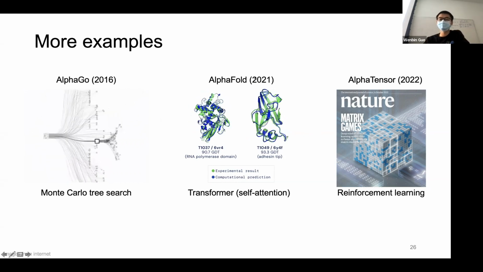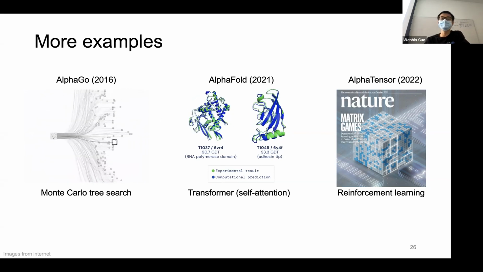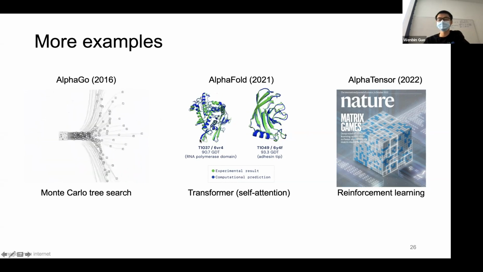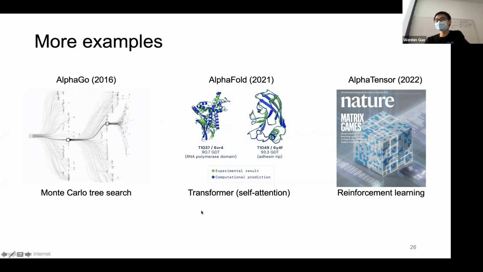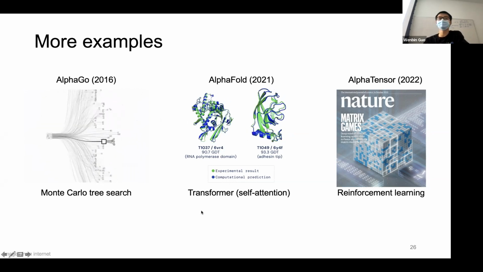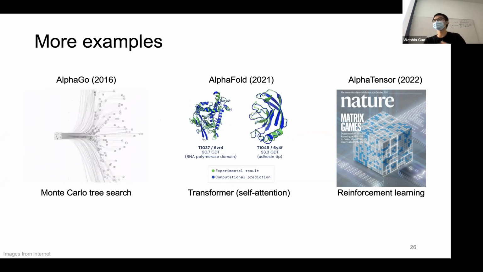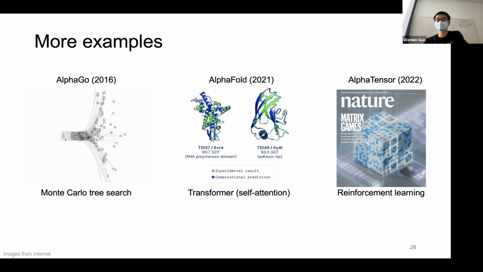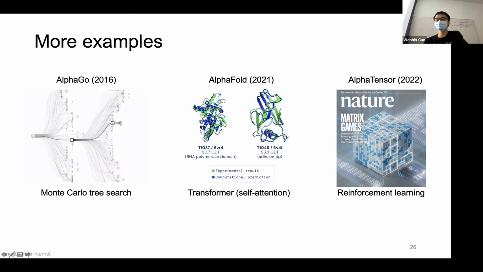And more recently, AlphaFold, which is still another very hot topic in the biology field in 2021, can predict the protein structure from the primary sequence, like the amino acid sequence. They use a transformer, which uses self-attention, like you pay attention to your local environment, the context, and they generate very good results compared to the experimental ones.